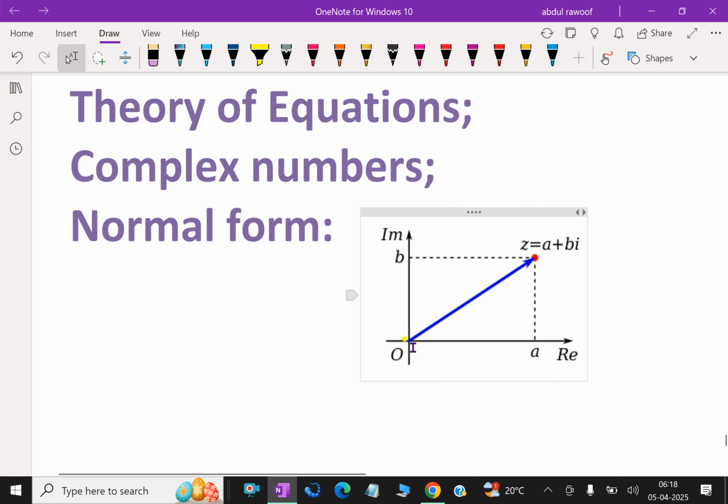Look at this figure. This is an XY plane. In that, the Y axis is the imaginary axis and X is the real axis. The point here, this red point, represents the complex number Z equal to A plus BI. That means A is the real part of that complex number and BI is the imaginary part.